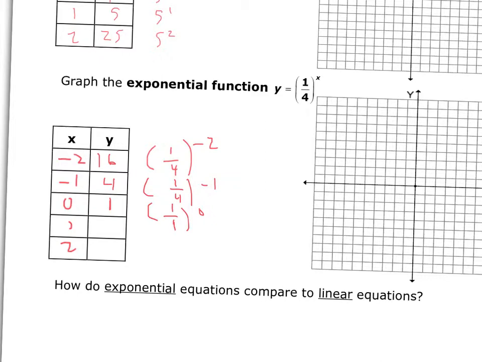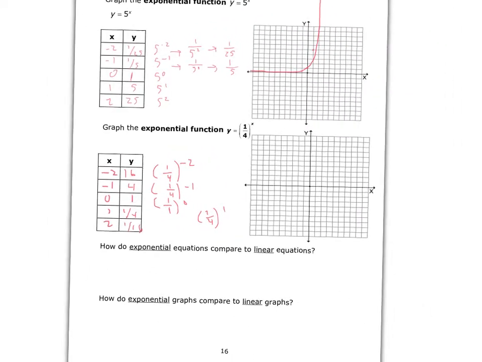So 1/4 to the 1, of course, if you wanted to plug that in your calculator, you could do that. 1 divided by 4, caret sign 1, and that gives you 1/4. And if you continued on, 1/4 squared in your calculator is going to give you 1/16.